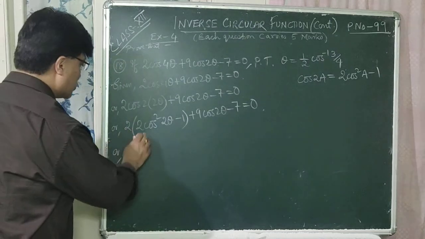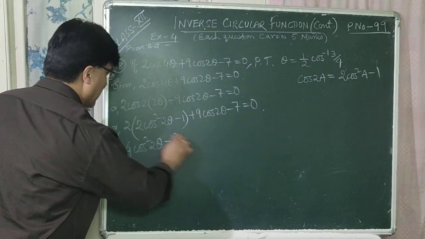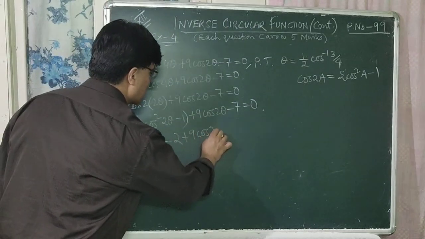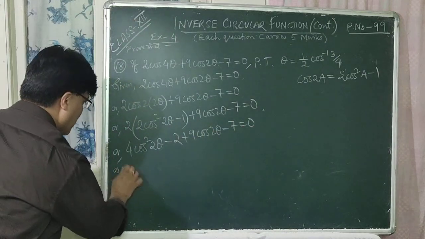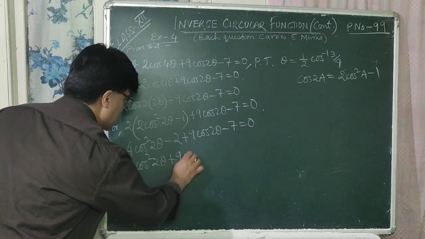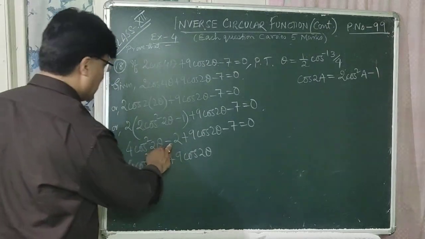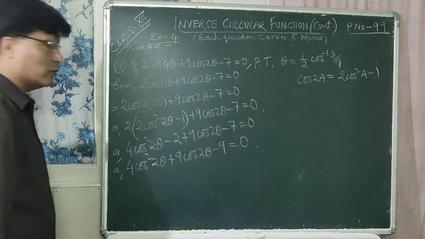Now 2 into 2 is 4, cos square 2 theta, minus 2 ones are 2, plus 9 cos 2 theta minus 7 is equal to 0, or 4 cos square 2 theta plus 9 cos 2 theta, then what is minus 2 minus 7? Minus 9, which is equal to 0.